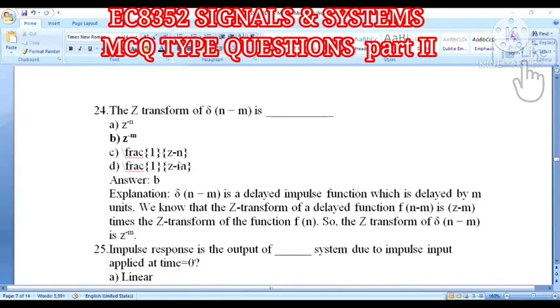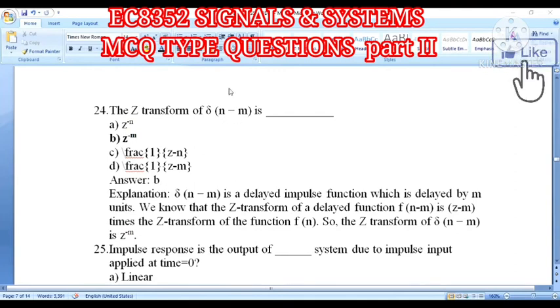Option A is z power minus n. Option B is z to the power of minus m. Option C is the fraction 1 by z power minus n. Then the fraction 1 by z power minus m is the last option. Okay, our answer will be B, that is z power minus m.